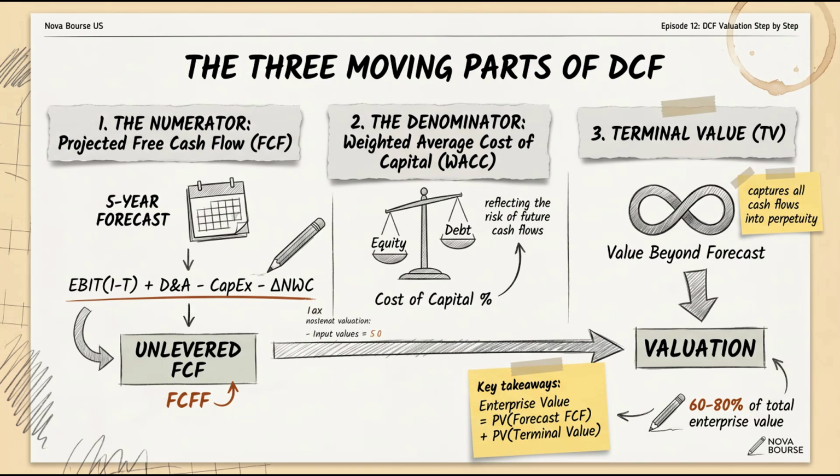A DCF model is composed of exactly three moving parts. First, the numerator, your projected unlevered free cash flows for an explicit forecast period, usually 5 years. Second, the denominator, the weighted average cost of capital, or WACC, which acts as a discount rate reflecting the risk of those cash flows. Third, the terminal value, which captures all cash flows from the end of the forecast period into perpetuity. Your enterprise value is simply the present value of those forecast cash flows plus the present value of the terminal value. Every other number in your model serves one of these three masters.